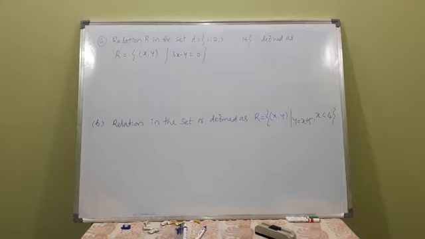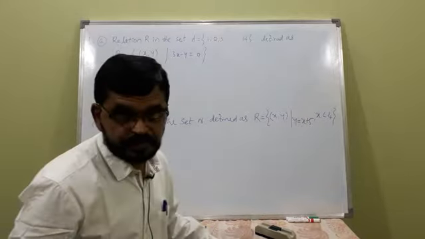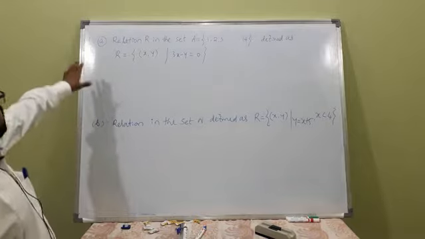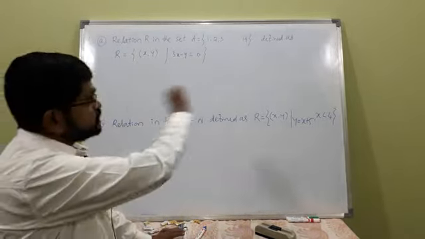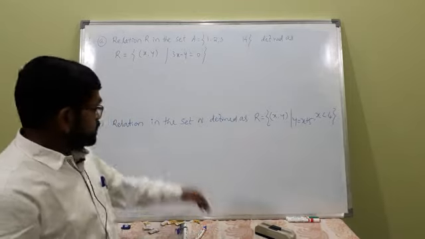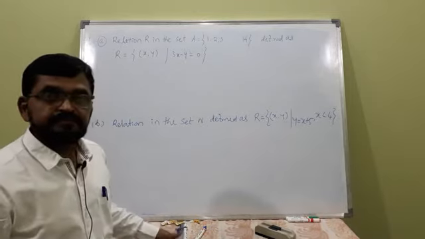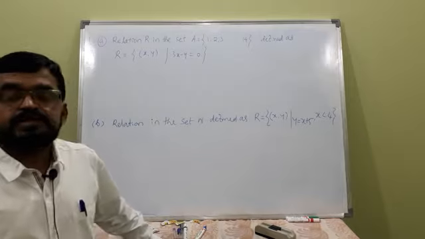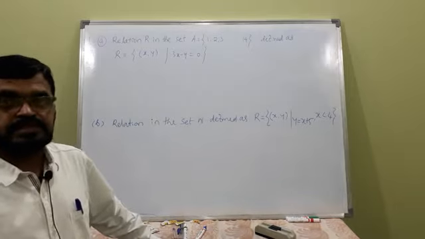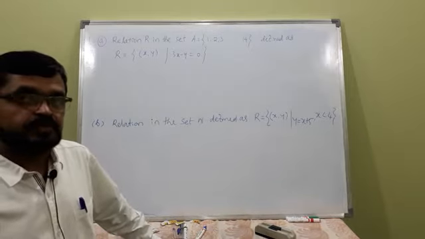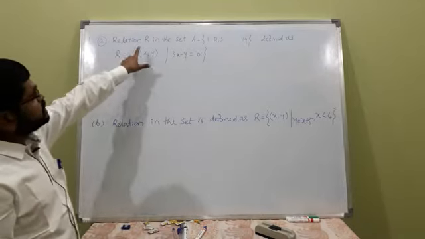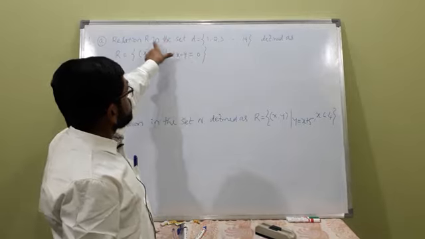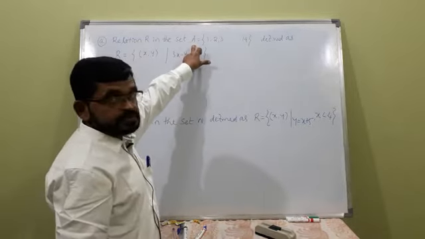This is from exercise 1.1. The first example, I don't write the question, there are many examples. The common question is, you have to check whether the relation is reflexive, symmetric or transitive. First one is relation R in the set A. You have to clearly note this.